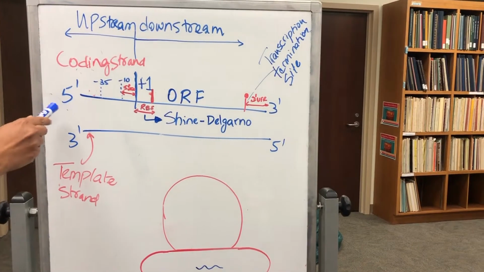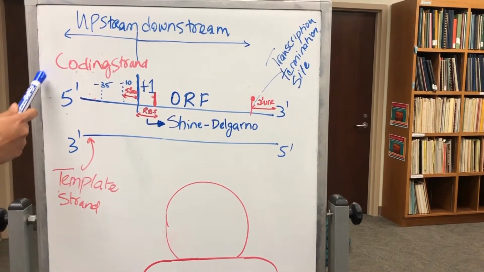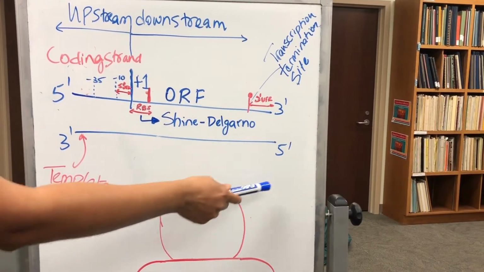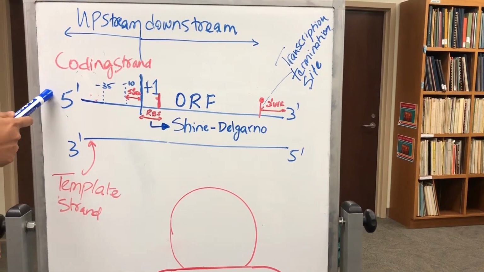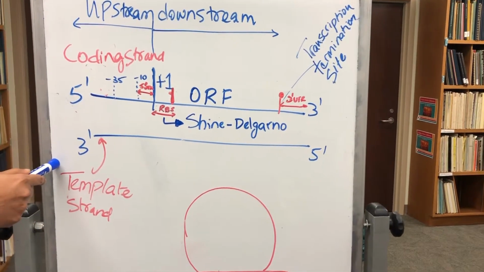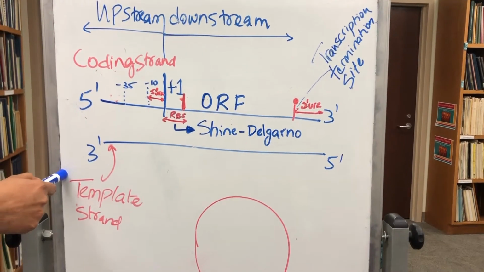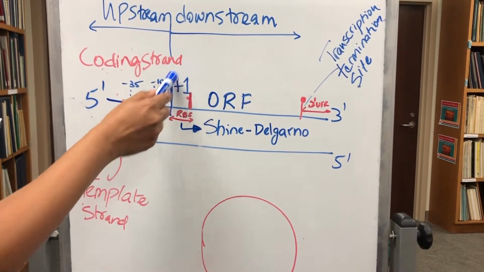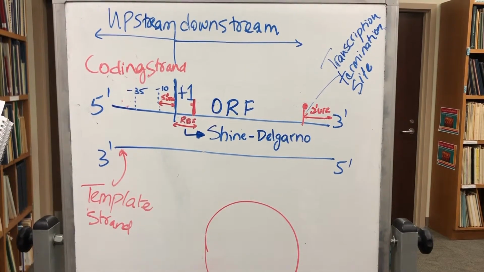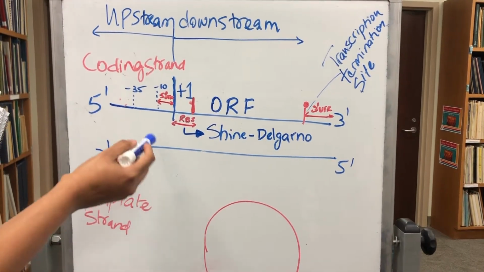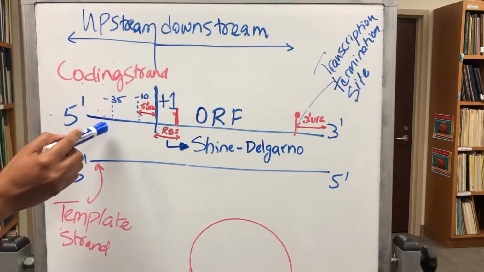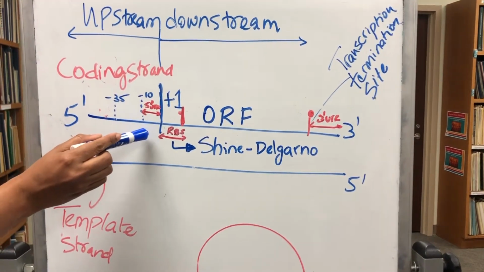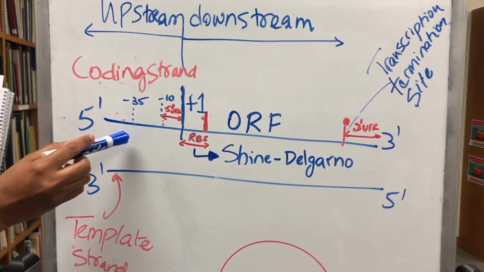In prokaryotic DNA, 5' to 3' is the coding strand, and 3' to 5' is the template strand. This is also called the sense strand, and this is the antisense strand. Do you see the +1 region right there? That's the promoter region, the promoter site. The promoter region would start from anywhere between -10 to -35.